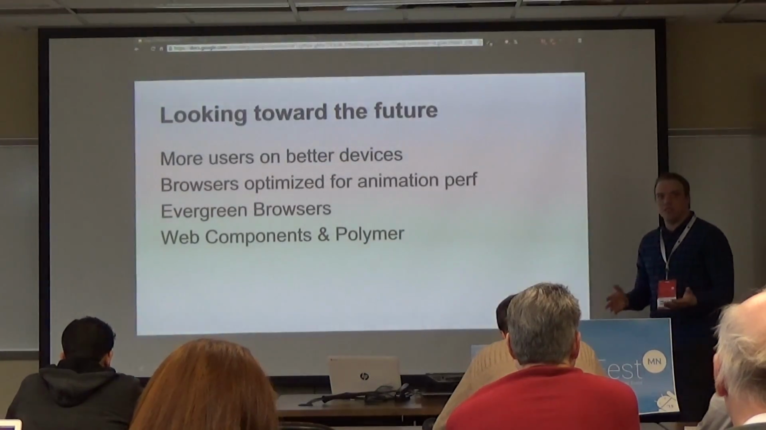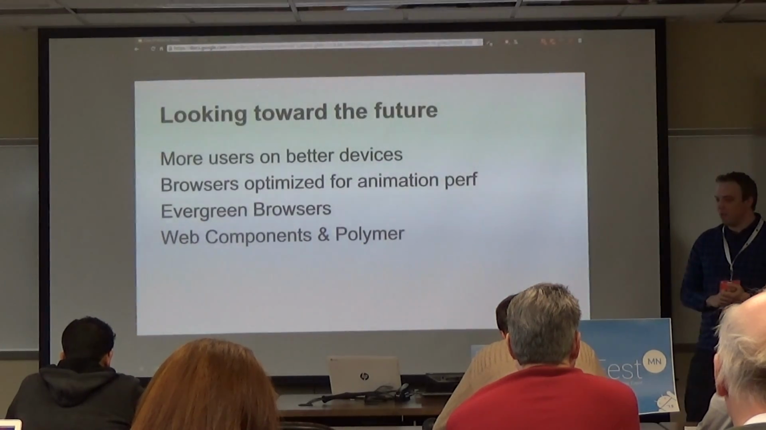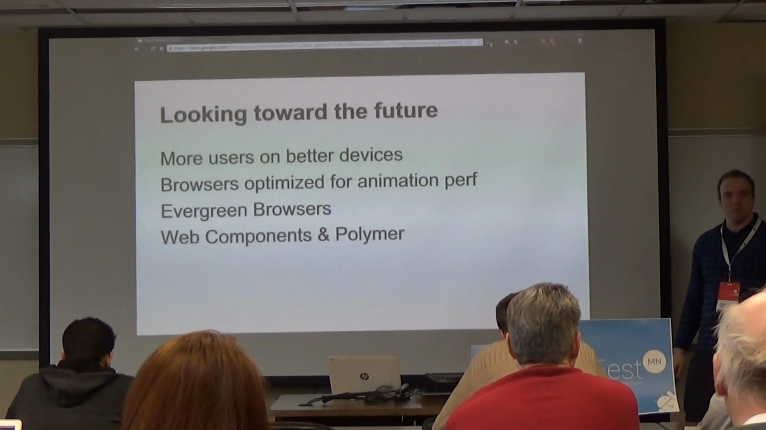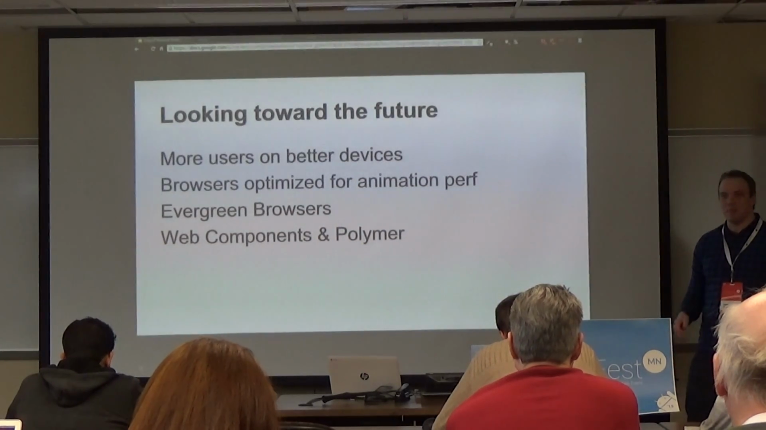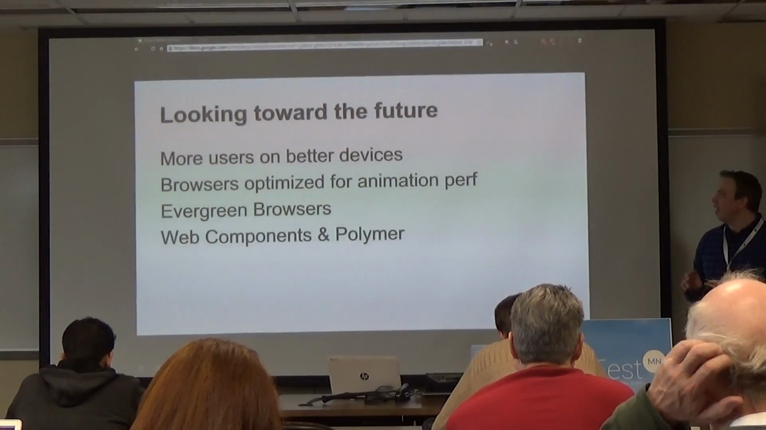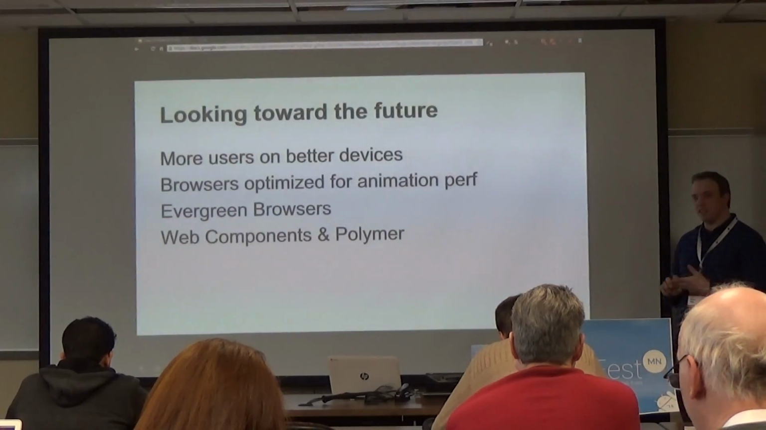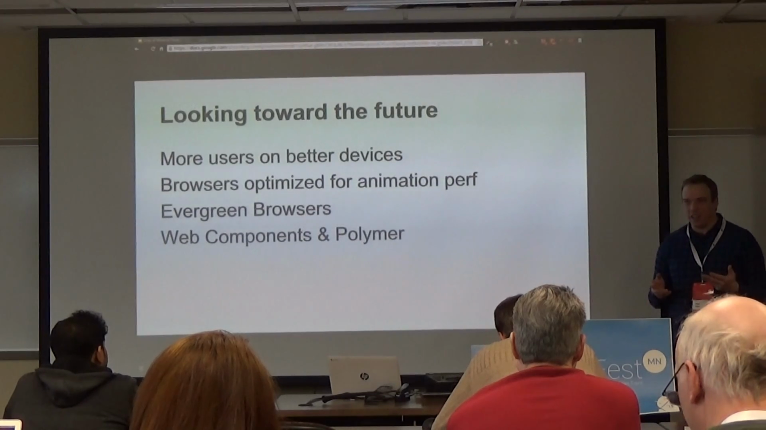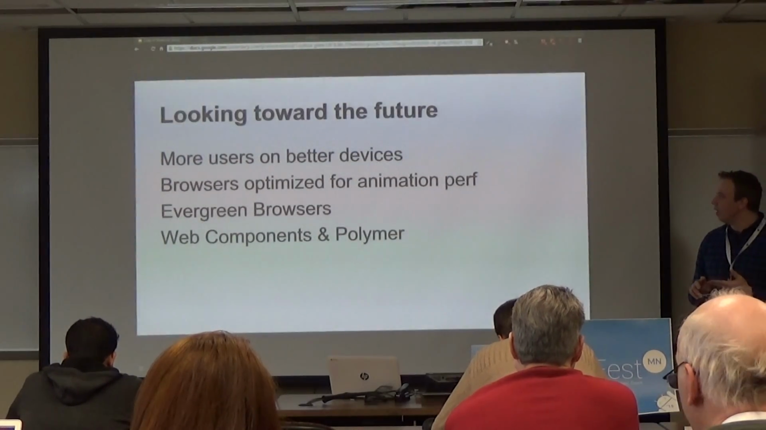So looking towards the future of material design and front-end development, we can expect more users to be on better devices. Devices are getting better all the time, they're more powerful, they're getting optimized for animation. Things have gotten a lot faster already. It used to be, for example, that box-shadow was super slow to animate. Now it's actually pretty quick.